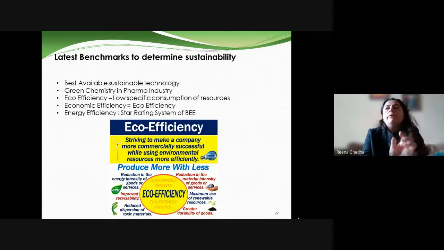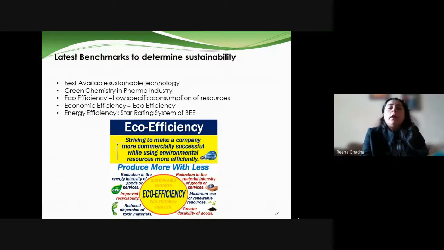So eco efficiency: eco stands not just for ecology or environment, it also stands for economic efficiency. So we are going to produce more by utilizing less. Obviously, my profit will be more and my raw material will be less. The energy intensity of goods and services will be reduced, recyclability will be more, durability will be more, and the material intensity will be reduced.